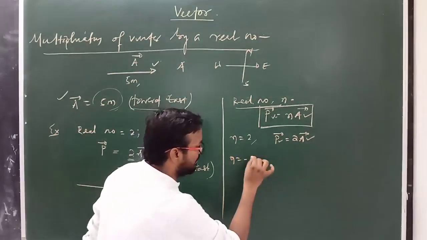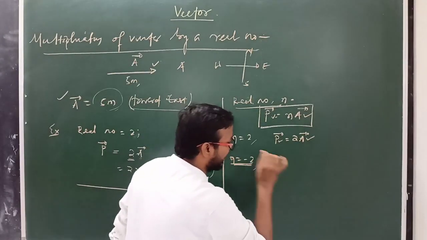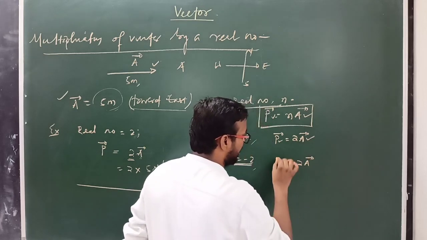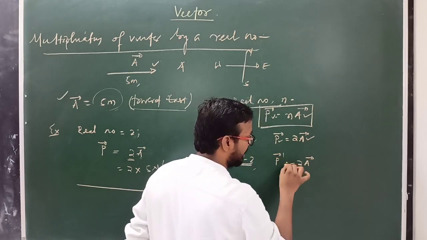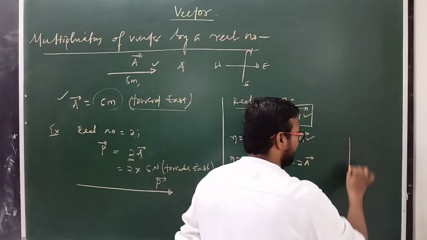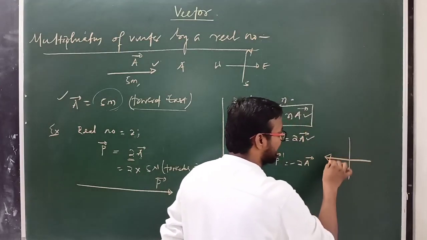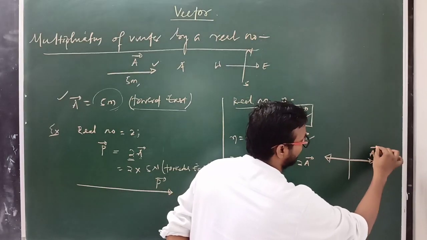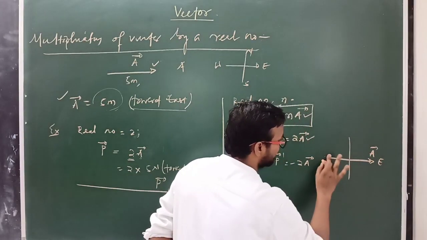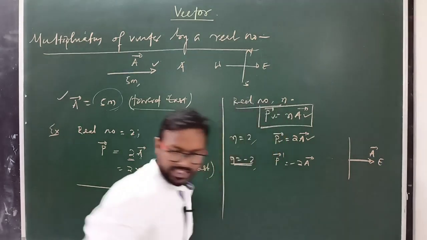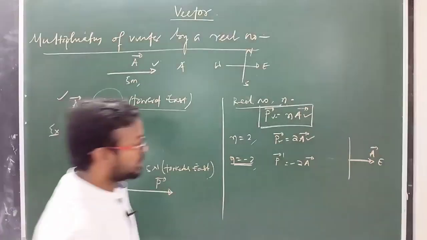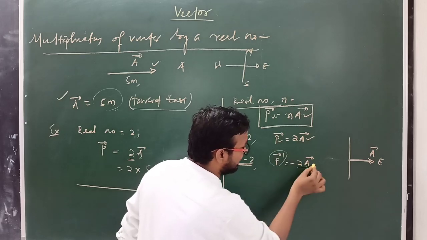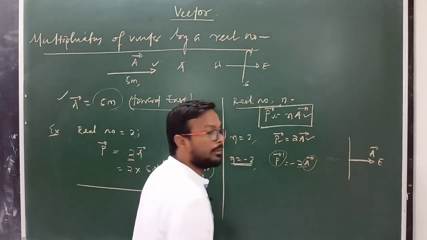If n equals -2, this is also a real number, so in this case -2 a vector is equal to p dash, we can write here. What is p dash? The direction of p dash is now opposite to a vector, because the initial direction of a vector is towards east, but now we get a new vector whose magnitude is 2 times a vector, but the direction of p dash and the direction of a vector are opposite to each other.